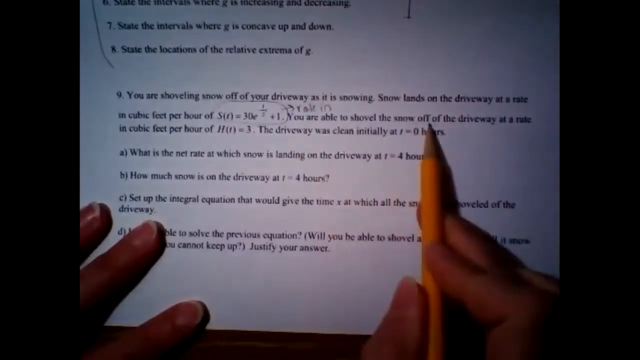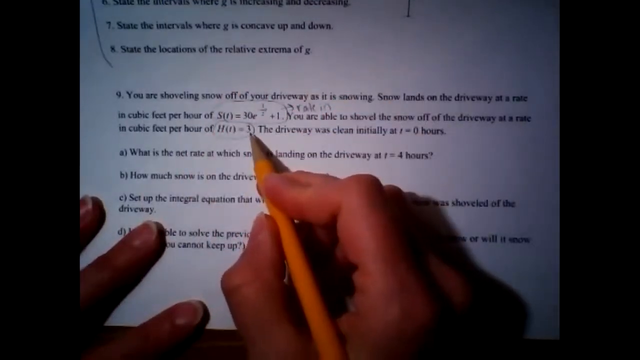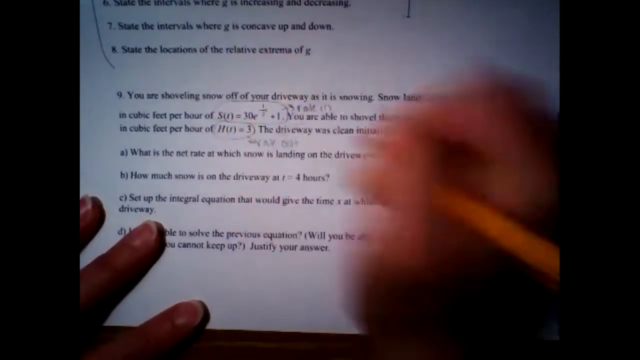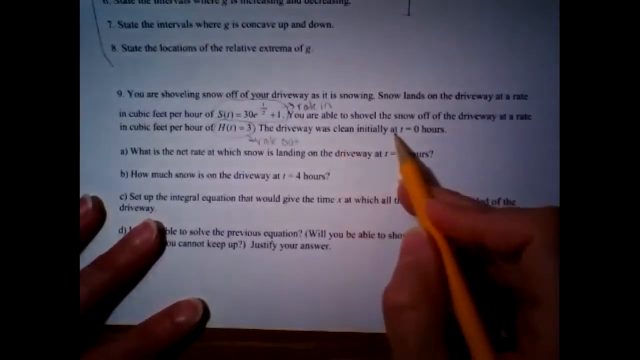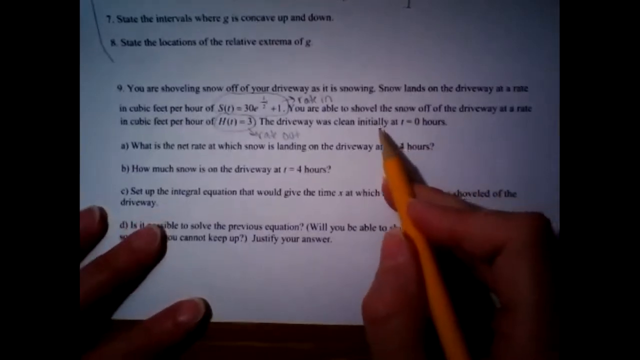And then we're shoveling snow off the driveway at a rate of 3, because you're a machine and you don't get tired. That's a constant rate. Word problems are funny. All right, that's the rate out. Rate in, rate out. Initial condition, the driveway was clean at 0 hours, all right? So we initially started with nothing. You were like getting ahead of this snowstorm, right?